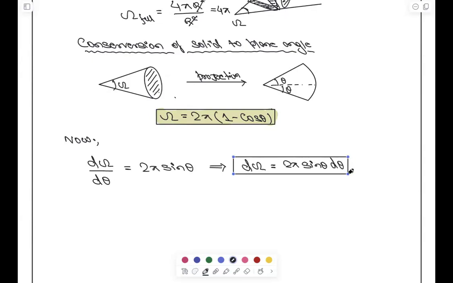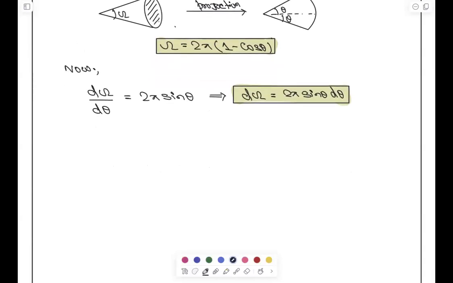Even in this chapter, this is the only thing which is relevant for us: d omega can be written as 2 pi sin theta d theta. Everyone comfortable with this? Yes, sir. Now coming to this topic.